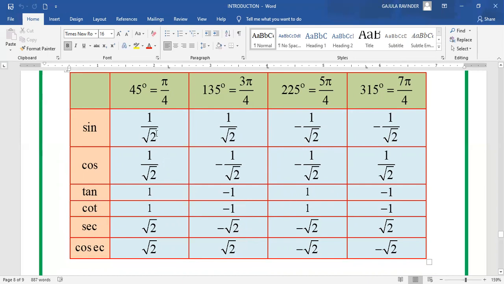Okay. So in the first quadrant, every ratio is positive. Sine and cos are the same, tan and cot are the same, secant and cosecant are the same everywhere. So 1 by root 2, 1 by root 2. You can see that sine is always 1 by root 2, cos is always 1 by root 2, so sine and cos have the same value. Tan and cot will be the same, 1, 1. Secant and cosecant will be the same, root 2, root 2. But the sign, either plus or minus, will be taken according to the quadrant: first quadrant, second quadrant, third quadrant, fourth quadrant. So like that you can go.